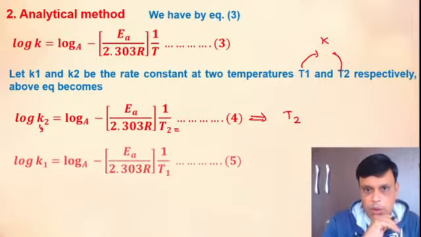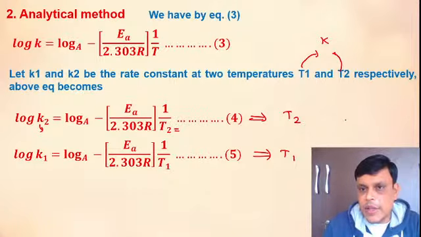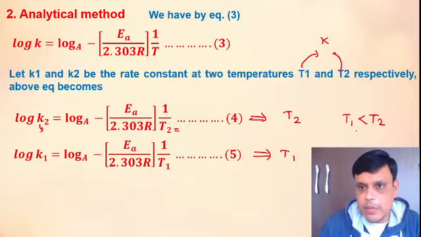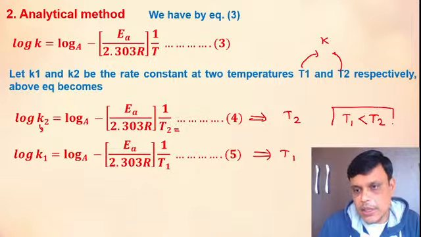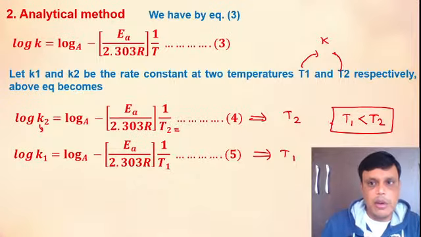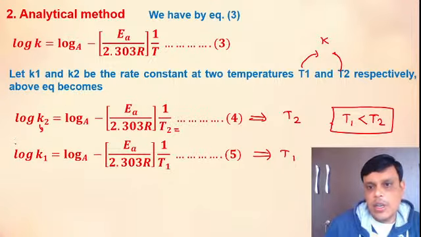Then we will write the equation for temperature T1. Now please remember that T1 is less than T2. T2 is always higher than T1. Please remember this. T2 will be your higher temperature. Now we will write this equation in the case of temperature T2.